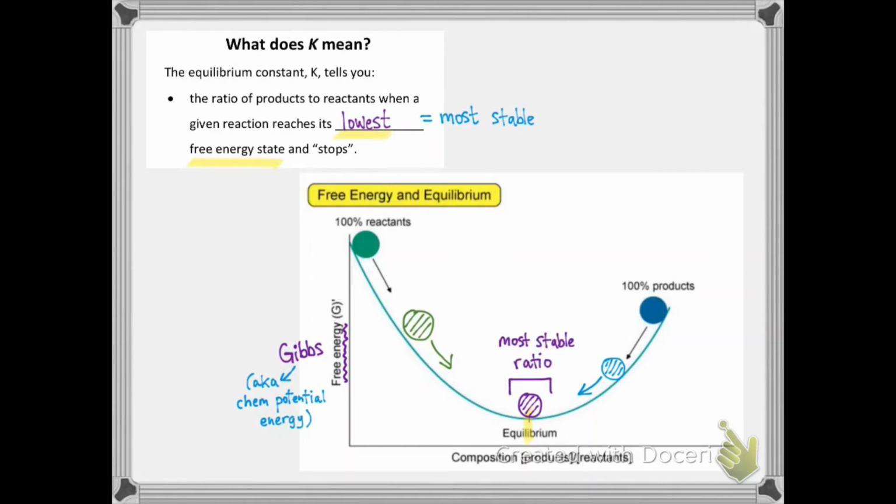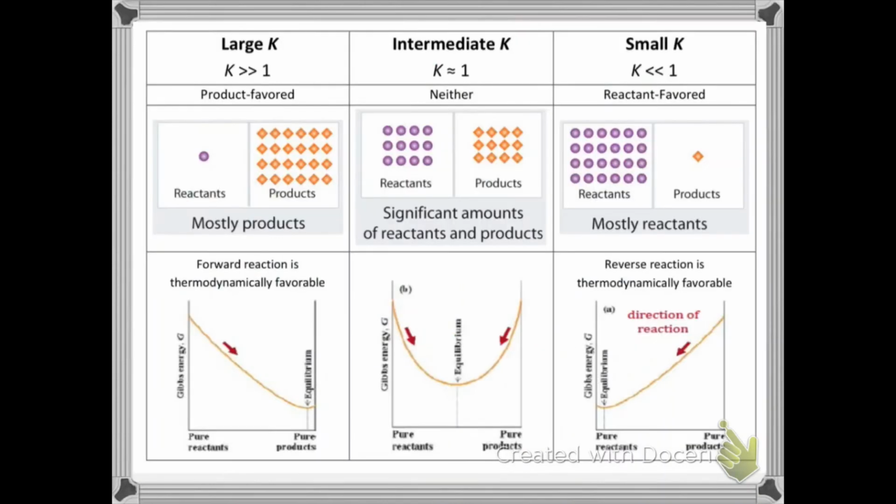And that means equilibrium is the lowest free energy, most stable ratio of products to reactants. The thing about equilibrium is the location of that most stable point is different for every different chemical system. So you can have a reaction that is very product favored. That means your ratio of product to reactants, or K, is greater than 1. That means that in your free energy diagram for this product favored reaction, your equilibrium point is going to be at a really high ratio of products to reactants.